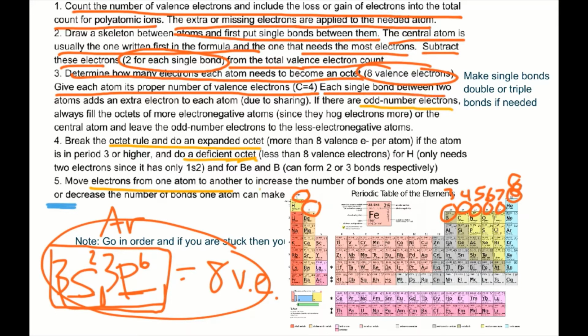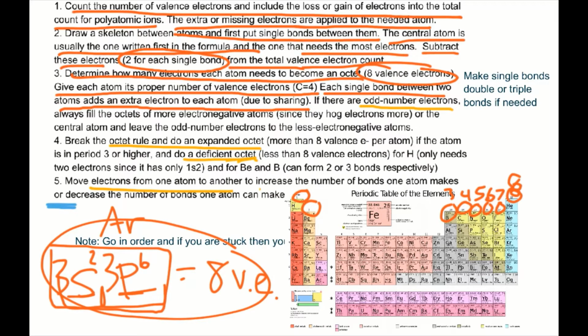Each single bond between 2 atoms adds an extra electron to each atom due to sharing. So if it's a double bond, then it'll add 2 electrons to the atom, and that will increase its number of valence electrons by 2 and get it closer and closer to 8.